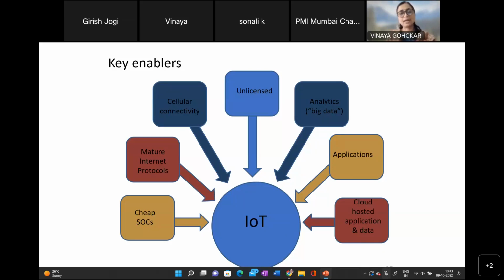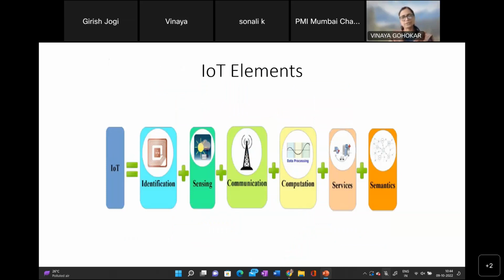There are unlicensed bands where you need not pay for the connectivity and you can develop your own application. Then there are a number of ways by which the data generated out of this IoT application is analyzed. N number of applications or APIs are coming into picture, and the cloud infrastructure is available with us. So all these are the key enablers which are helping us to develop the IoT application.